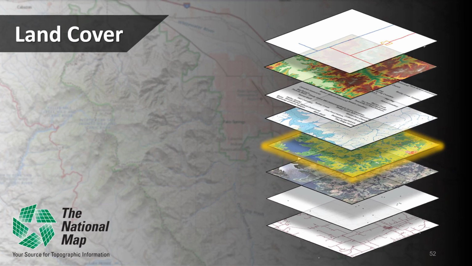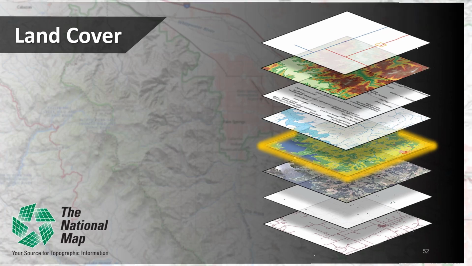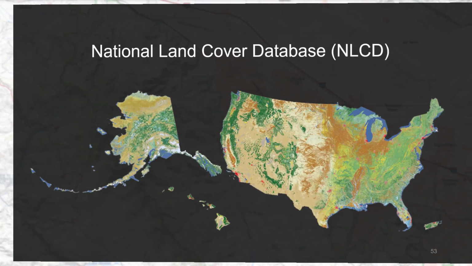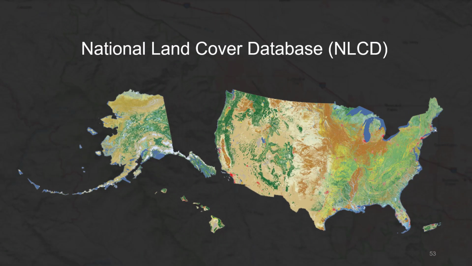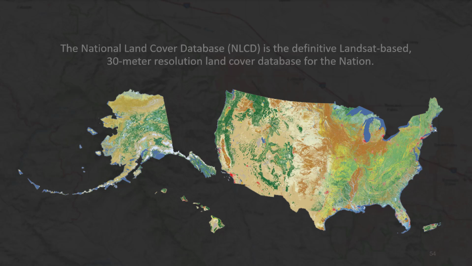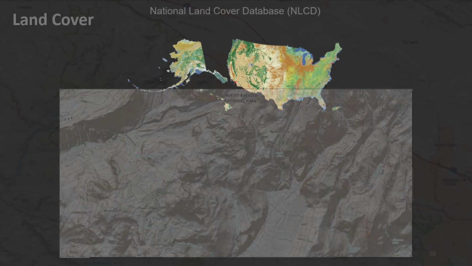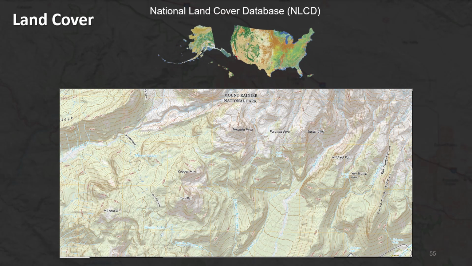Land cover. Land cover on the national map is from the National Land Cover Database, or NLCD. The NLCD is the definitive Landsat-based 30-meter resolution land cover database for the nation, and is also the source from which the woodland tint layer on U.S. topo maps and the national map is derived.